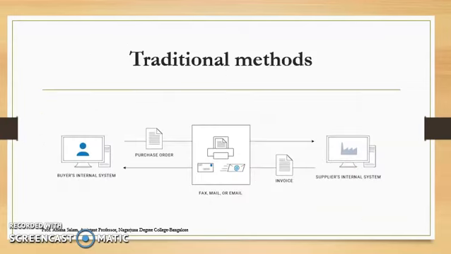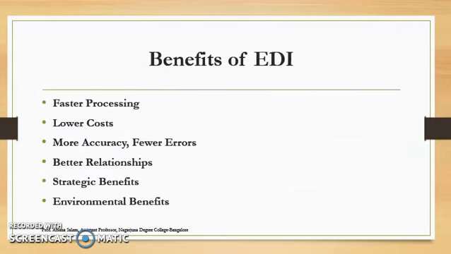Traditionally we used to depend on the purchase order and invoice. Manually we had to send it through the mail, or the document had to be printed and go through some mode of transportation to reach the supplier. But EDI is going to reduce the cost, speed up the process, give accuracy without errors, better relationships, strategic benefits, as well as environmental benefits. When you are able to reach the consumer faster and at a cheaper cost, it helps you by increasing the transactions.